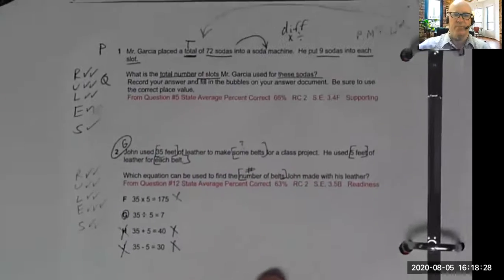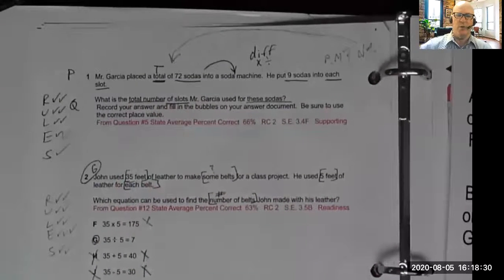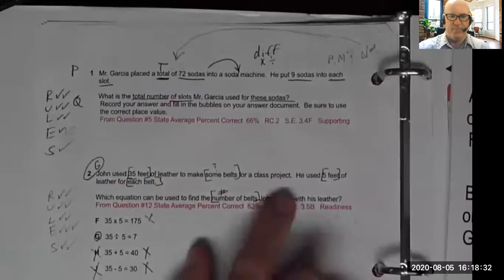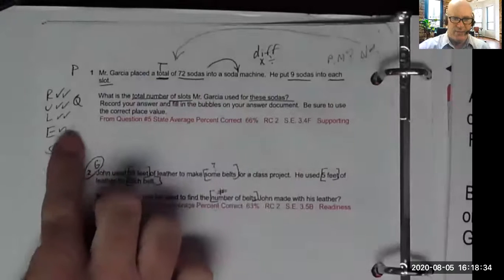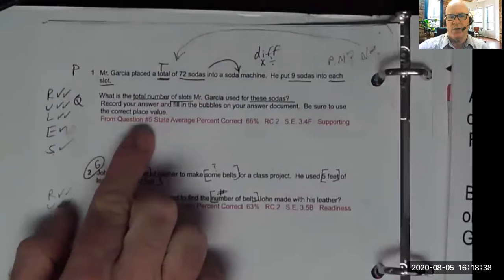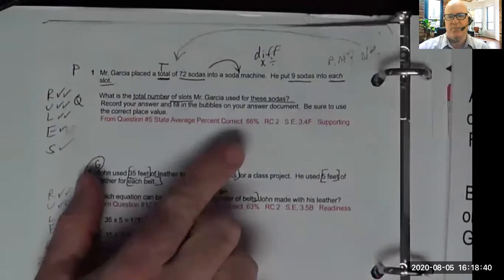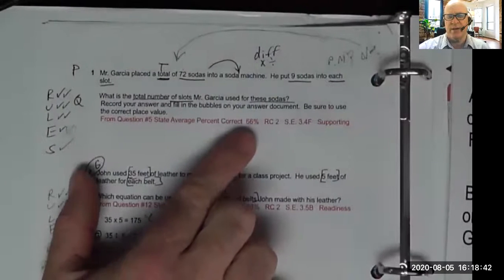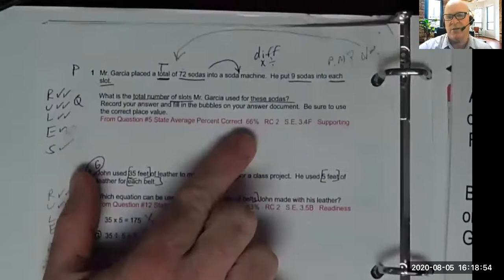So, question number 1, as you can see there, it is derived from question 5 from the 3rd grade 2019 test, which had a 66% correct in May, which means the kids had 9 or 10 months to learn the skill of division, but apparently something in the way that we're teaching it is not getting across to the kids.